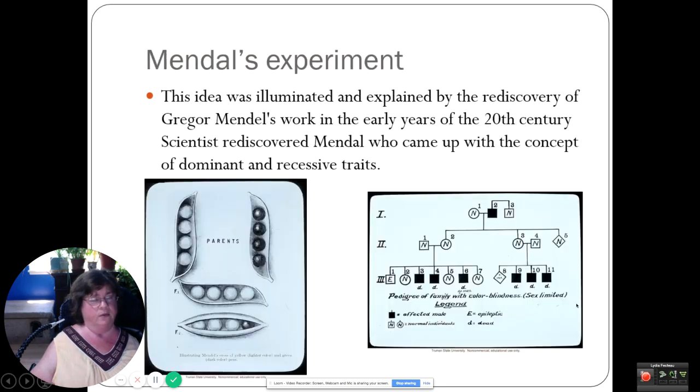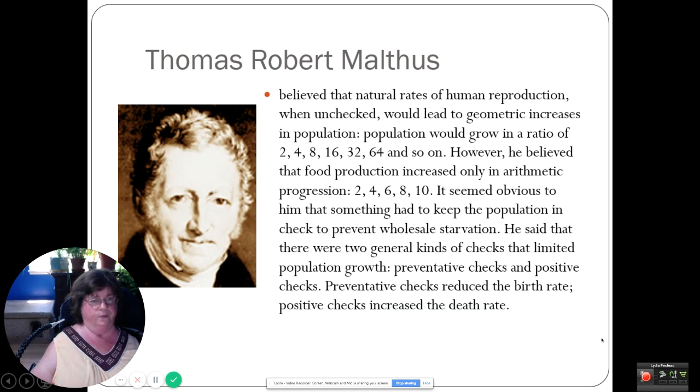All right, so this is where Mendel's experiment comes in. This idea was illuminated and explained by the rediscovery of Gregor Mendel's work in the early years of the 20th century. Scientists rediscovered Mendel, who came up with the concept of dominant and recessive traits. And these are those pea pods that you may have looked at when you were in high school. Mendel's traits were then kind of taken into consideration along with Darwin's theories by this man named Thomas Malthus.